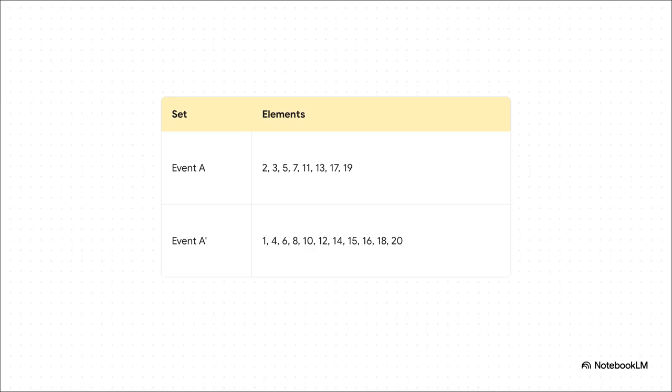Check this out. If we take the integers 1 through 20 and we define event A as choosing a prime number, well, we find exactly 8 prime numbers. Therefore, event A prime, our complement, is simply the 12 non-prime numbers that are left over. Together, they make up the entire 20-number universe of our sample space.